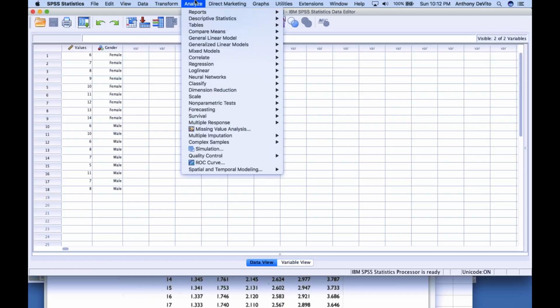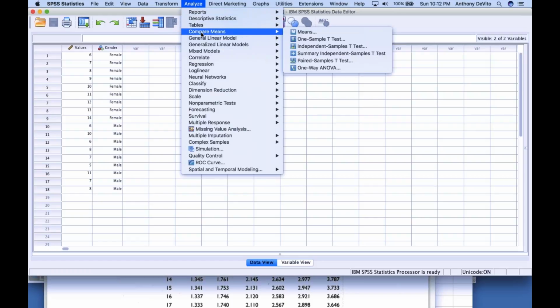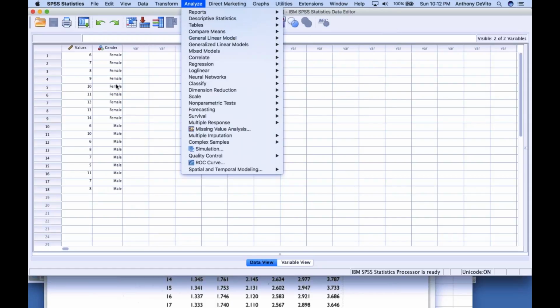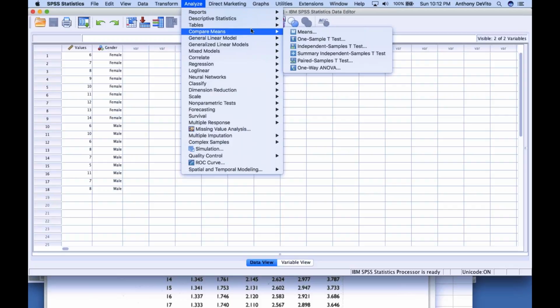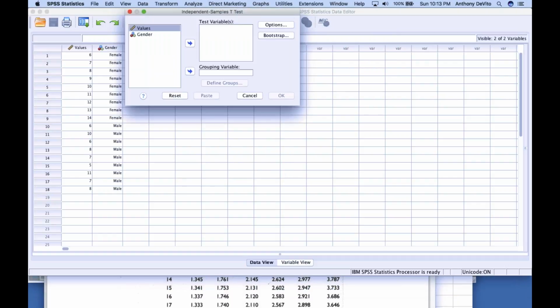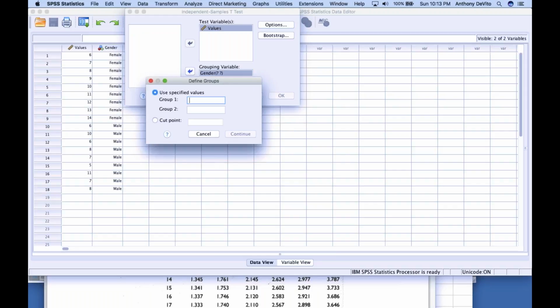I'm going to say analyze, compare means. Well, this time it's not a 1-sample t-test. We sampled 2 groups, males and females. So it's a 2-sample t-test, or what we would call an independent samples t-test. So I'm going to click that. And I'm going to tell it, okay, these are the numbers in my samples. These are the way they were split up by gender, male and female. Those are my 2 groups. I do have to tell it what number represents those 2 groups. It happens to be 1 and 2.